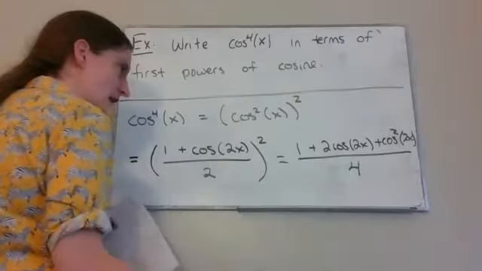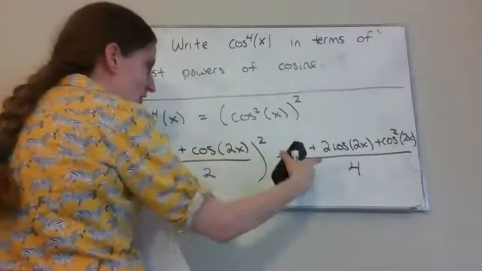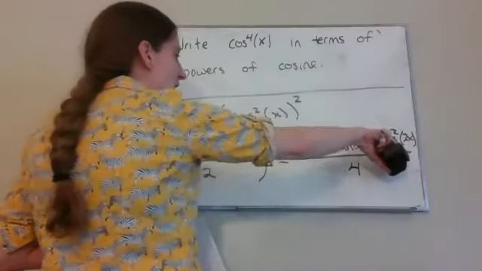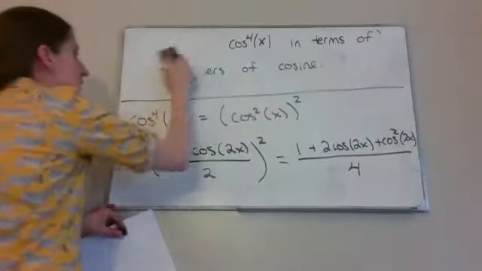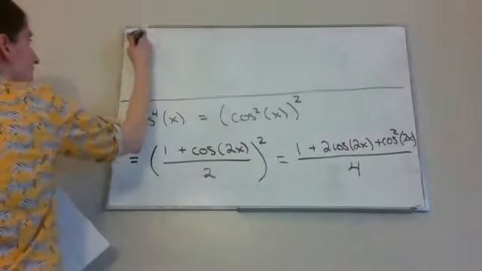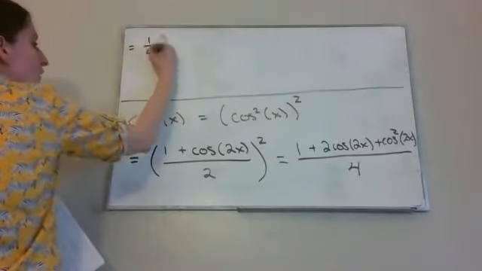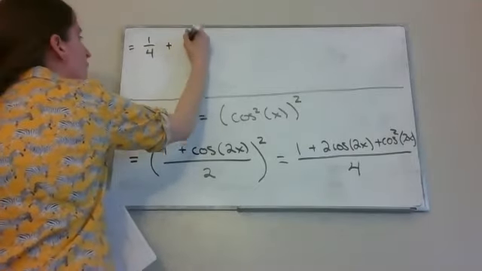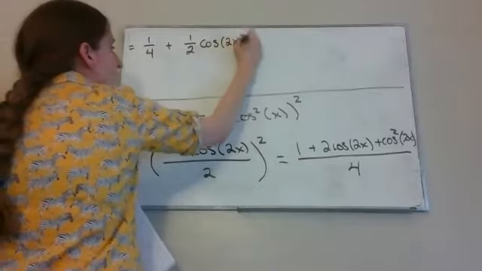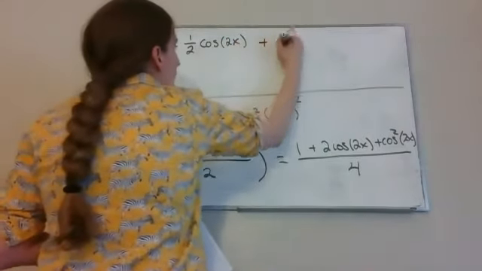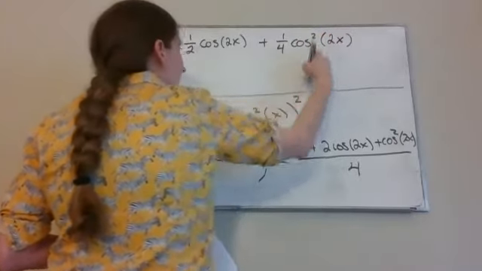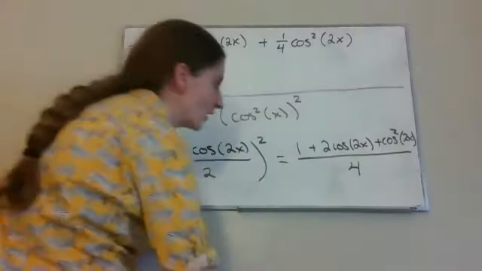Now, most of this is okay. I have a 1, which is fine. Cosine of 2x, that's a cosine with no power. But that guy still has a power. Let me split this up into 3 fractions. So I have 1/4 plus 2/4, which is 1/2 cosine of 2x. And then I still have 1/4 cosine squared of 2x. And that's the guy I need to take care of.